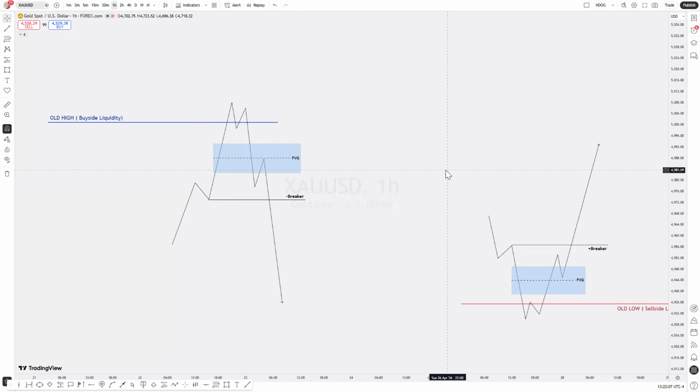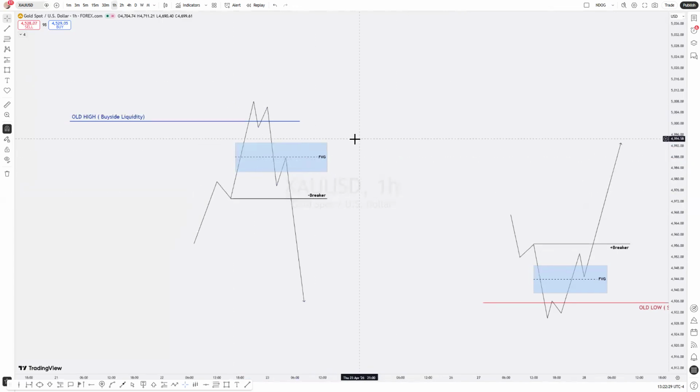Understand? Now, there are several confluences you can work with. You can use both the order block and the fair value gap. When I say confluences, when you see the order block that was created has a fair value gap, it's likely going to be a high probability one when inverted.